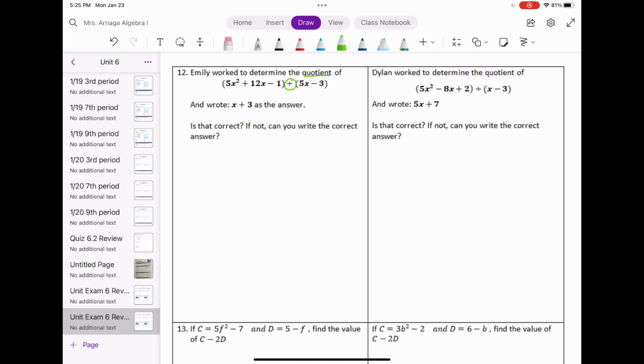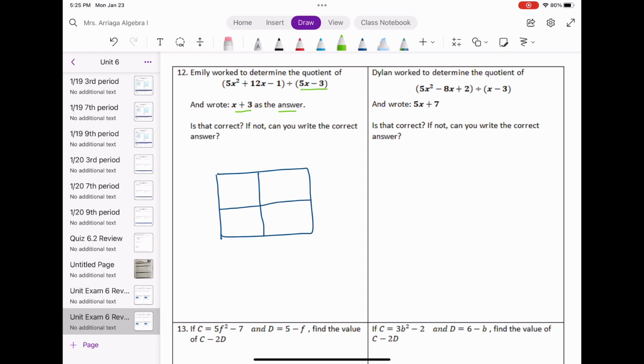Okay, so number 12, it says Emily worked to determine the quotient. Quotient means division. She did that trinomial divided by that binomial. And she said that the answer was x plus 3. Now, let's see if she was correct or not. So work this out using the box method and see if you get the same answer Emily got, or maybe Emily's forgetting something. So we draw the box, we have an exponent of 2, so it's 2 columns, and we have 2 terms in the divisor, so that's 2 rows.